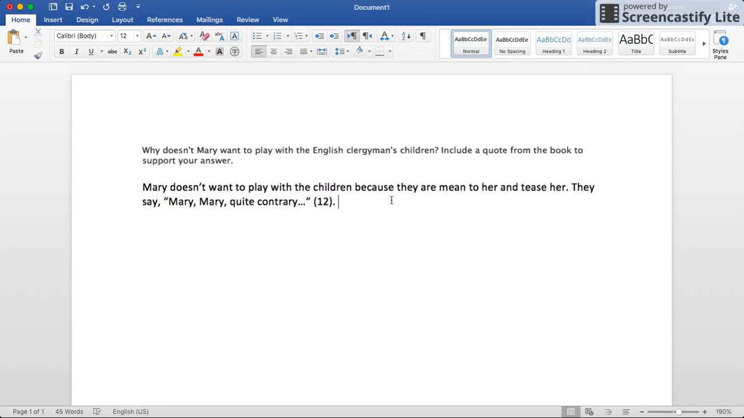But what you have to do as the writer, as the person answering the question, is you have to assume that the person that will read your answer doesn't connect the dots. And so you have to be super obvious with the connection there. Because when I read this, I see, okay, so this is a quote from the children. But I still don't specifically understand why that tells me why Mary doesn't want to play with them. So all you would have to do is continue explaining that, okay?